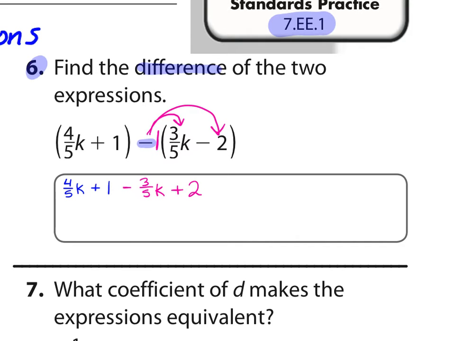Now we're going to look for like terms. Notice this 4/5 k and negative 3/5 k are both terms that have the variable k. So I'm just going to subtract: 4/5 minus 3/5 is 1/5 k. And then look at these constants. Positive 1 plus 2 is positive 3. I could combine them because they were both constants. And this is simplified: 1/5 k plus 3.